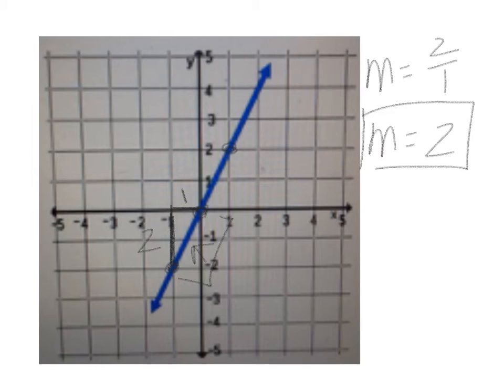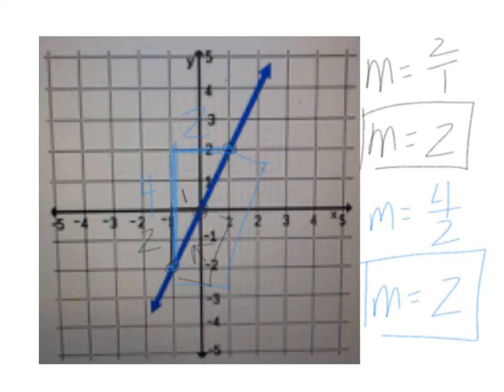Now, as I said before, if you used different dots, so let's say these two, going from here to here, in that case, you would go up 4 and you would go to the right 2. So you'd say, well, my slope is 4/2, but 4 divided by 2 can be simplified. And if you take the number 4 and split it into 2 equal groups, there's going to be 2 in each group. Okay, so that gives you the same slope anyways.